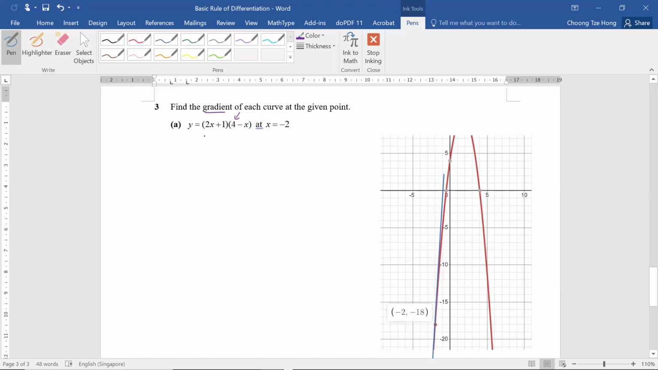Alright, let's do this. We have prepped this function for differentiation. This one you can actually use the product rule, but for this video we want to apply the basic rule of differentiation.